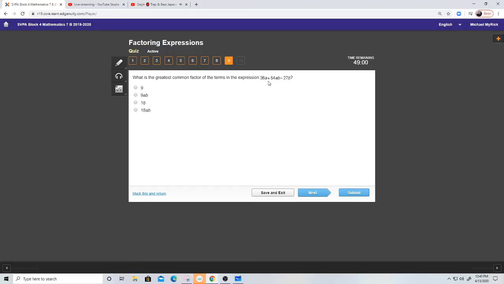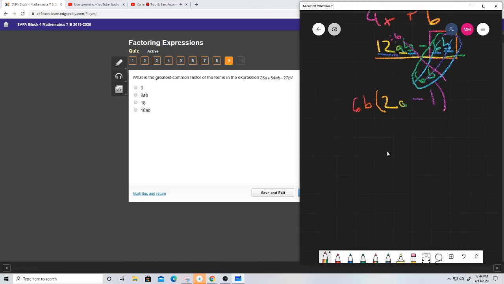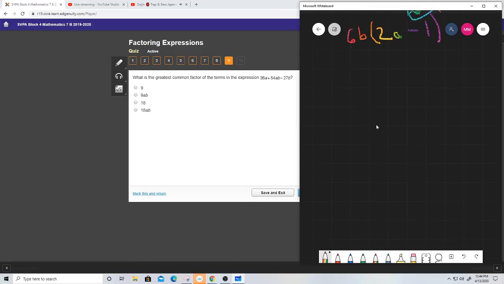What is the greatest common factor of the terms in the expression 36A plus 54AB minus 27B? What is the greatest common factor of the terms? Okay, so, alright. If you look at this, you can see that 9 works, and if 9 works with all 3 of them, then that means we're doing a lot of work here, I think.